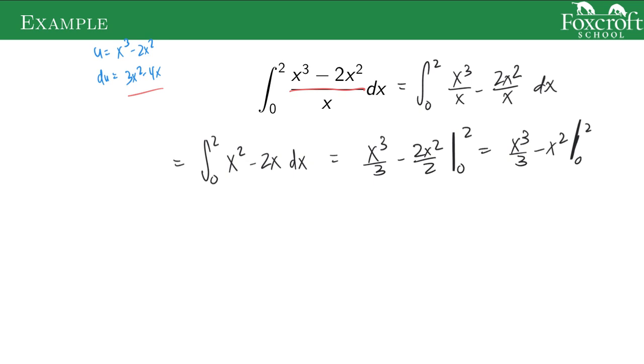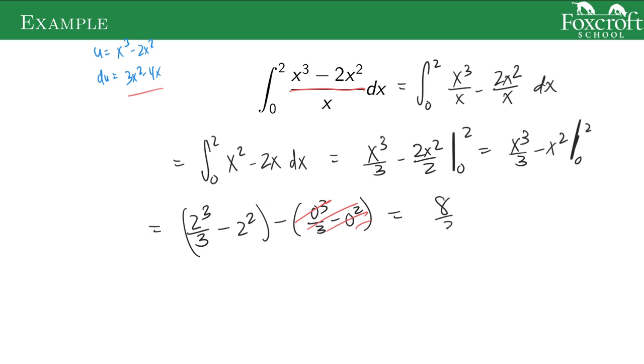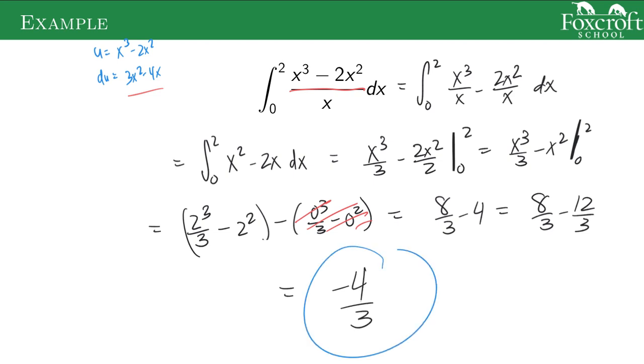Right. So now we plug in 2 first. It's always nice when they include 0 as one of the bounds because chances are one whole section goes away. And we get negative 4/3 for our final answer.